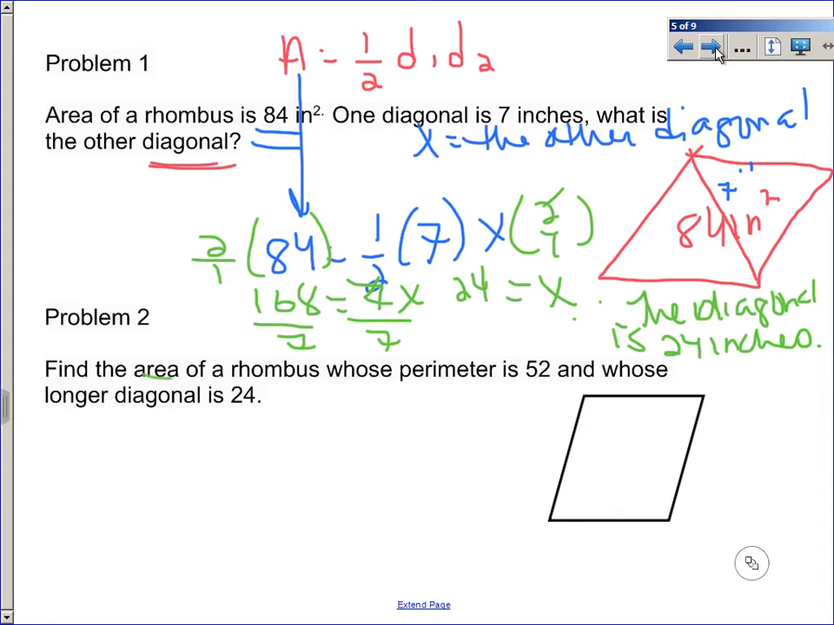All right, so now you have another one. Find the area, again, area of a rhombus. You have your two formulas you can use, whose perimeter is 52 and whose longer diagonal is 24. So you have a very similar situation here, but they're giving you the perimeter. So how could you back into that? I'm going to let you work on this one just a little bit. Remembering you can figure out the perimeter because it's a rhombus. All sides are congruent. And we'll finish going over that tomorrow, but give it a try.